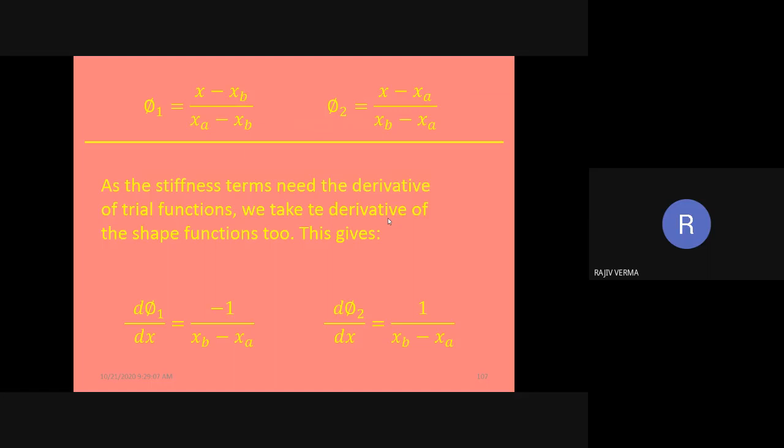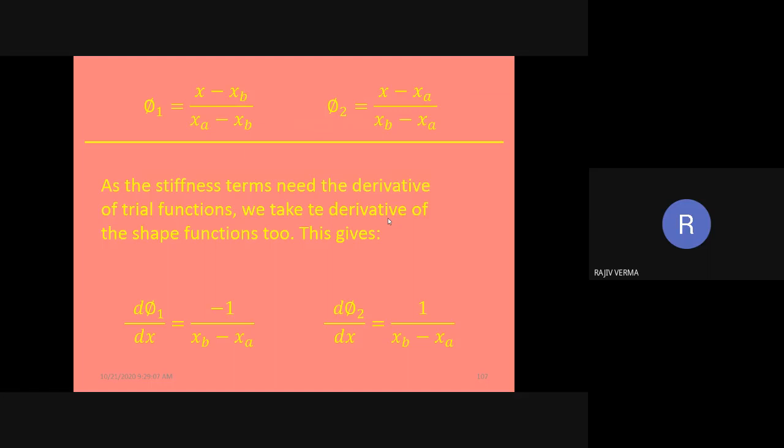Since the derivative happens to be a constant quantity, it obviously means that it is going to have the same value throughout the entire length of the element. Now, this is an important observation. It has some practical significance also, and it is going to be seen in future classes.